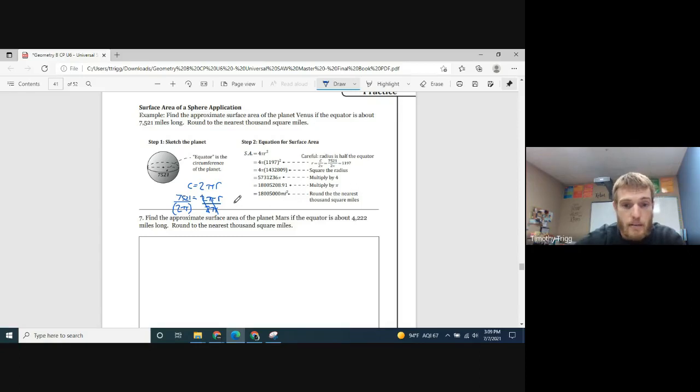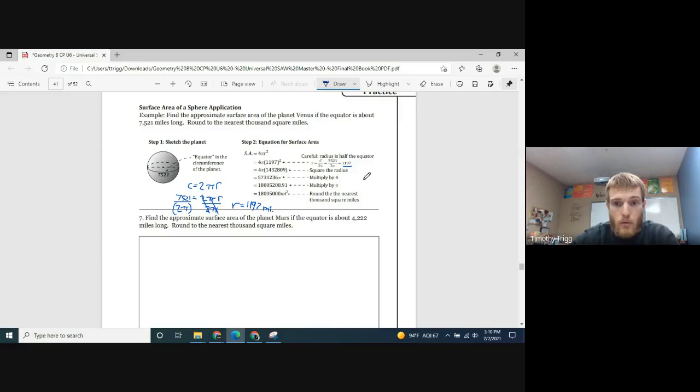I get that the radius of Venus would be 1,197 miles. So let's put MI for miles. That's the radius, and that's how they got that this radius is 1,197. They used that circumference formula because what they gave you was the circumference to help you find the radius. Once you have the radius, now you can find the surface area, because the surface area formula requires the radius.